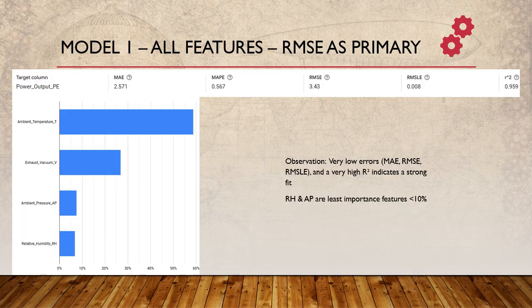The first model had all the features. I didn't remove anything. I used RMSE as my primary metric, and I ran the results. The results were pretty amazing, as you can see. There were very low errors, and the R squared was also pretty good, a very strong indicator of a good fit. And then one other thing I observed was that both ambient pressure and relative humidity were less than 10%, so they have the least importance. So this is the first model.